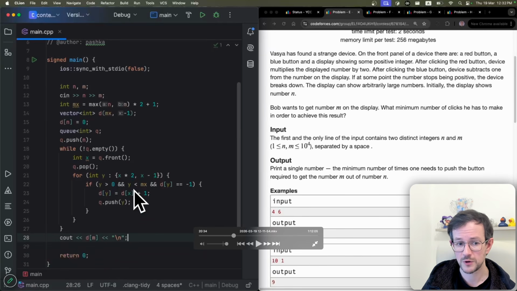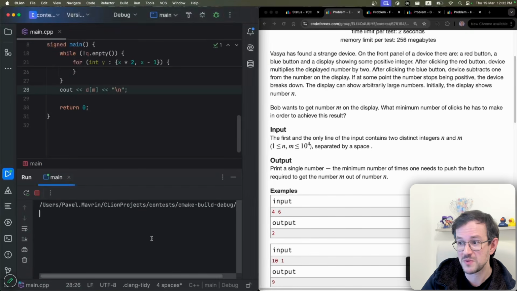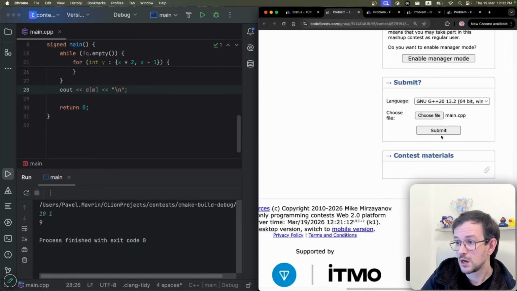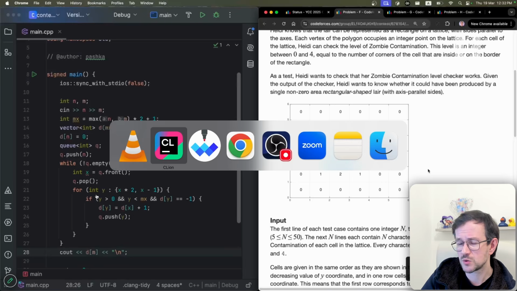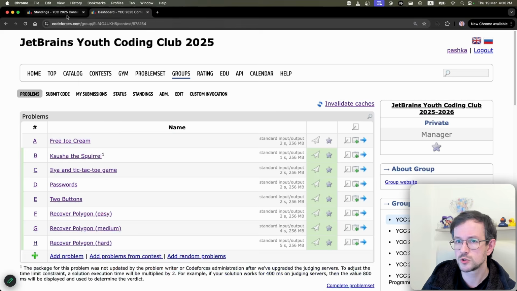Pretty simple BFS. I believe there is some logarithmic solution, but I decided if I can do it using BFS, why not? Again, it's much easier to implement BFS than to think. When you're thinking, you may make a mistake. It's hard to make a mistake in BFS. Okay, it will just pass. So let's watch your solutions.